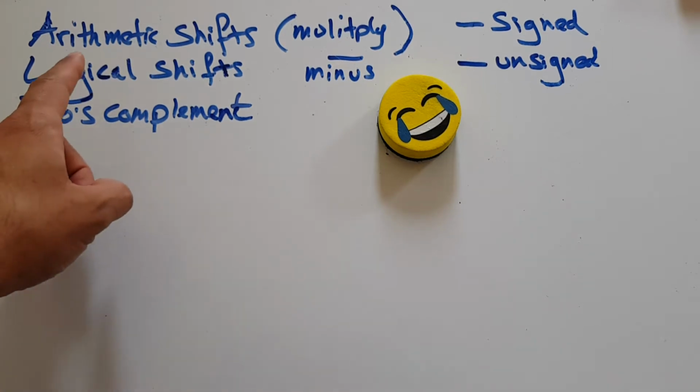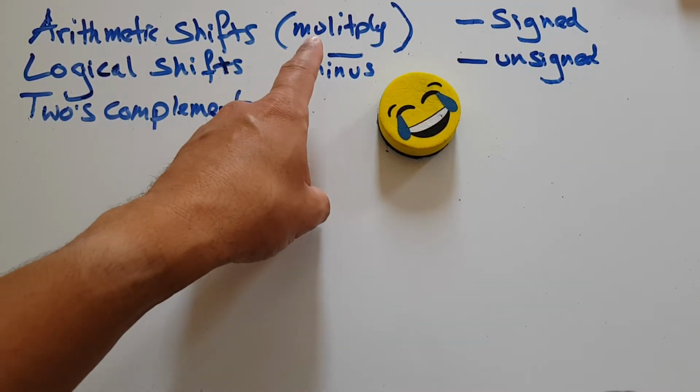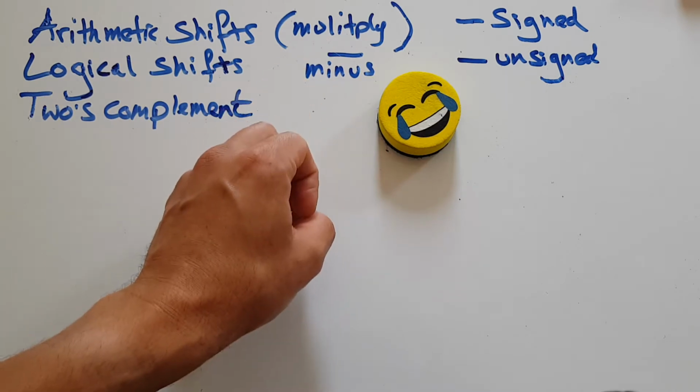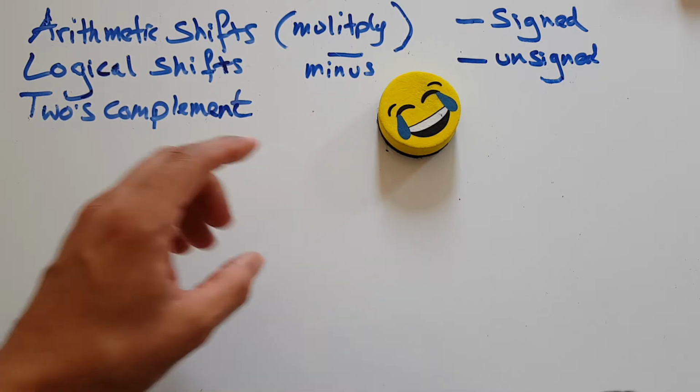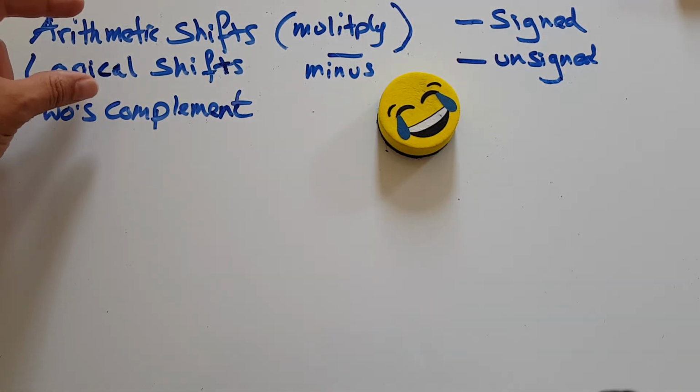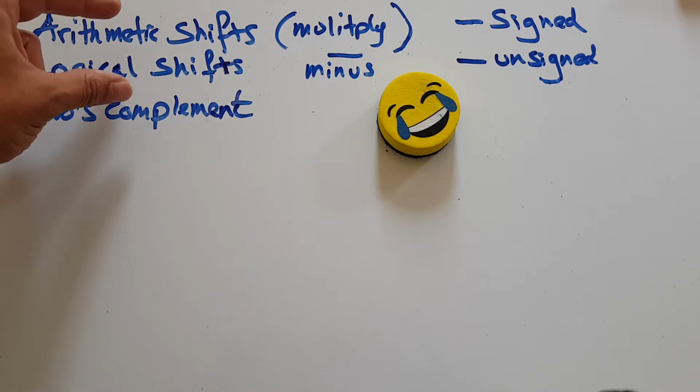This video is about arithmetic shifts, specifically multiplying using negative numbers or minus numbers. I've grouped arithmetic shifts and logical shifts together because they both perform similar functions.